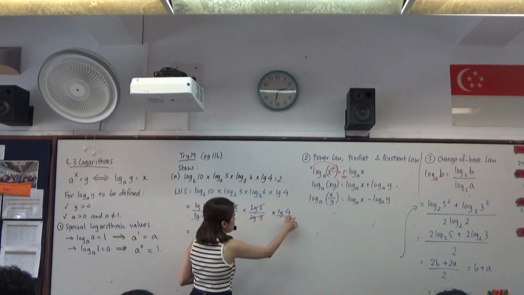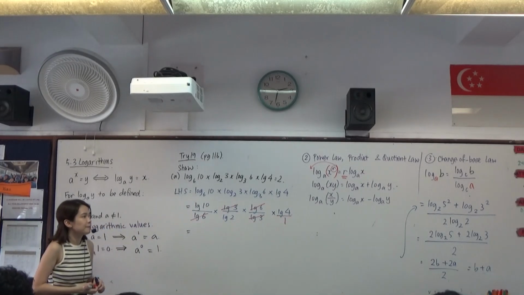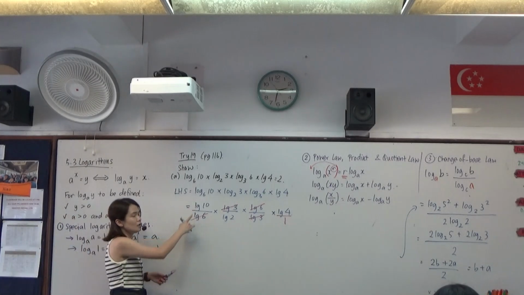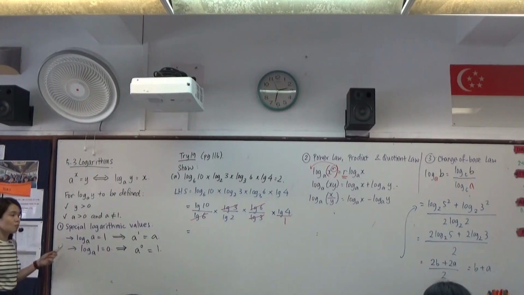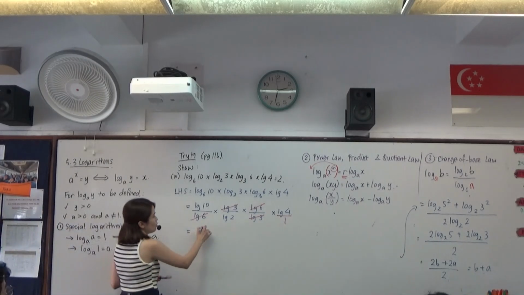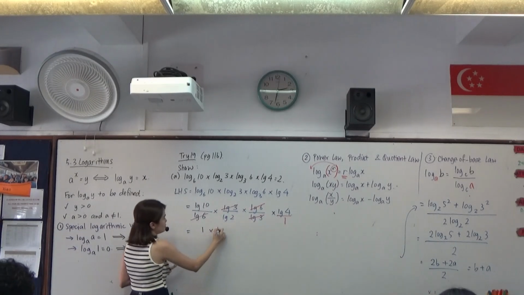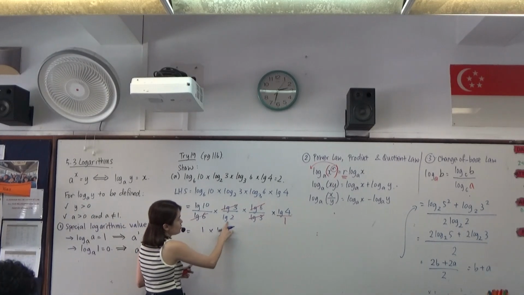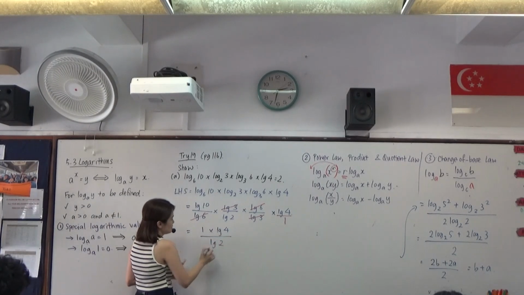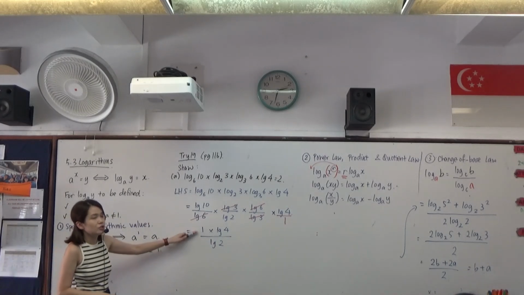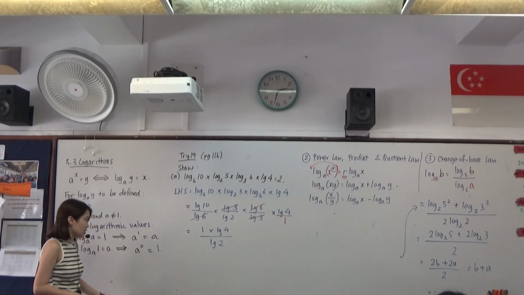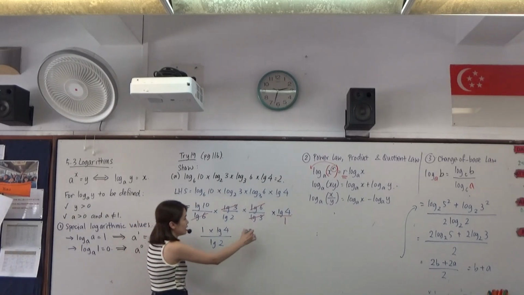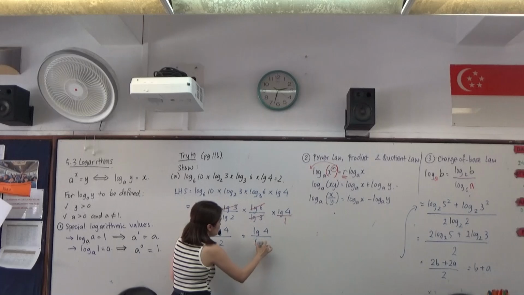Bear in mind, this log 4 is log 4 over 1. The denominator is 1, so that you can see everything in numerator and denominator very clearly. Log 10, what is log 10? 1. So 1 in the numerator times log 4. In other words, it is just log 4. The denominator only has the log 2. I'm just intentionally writing 1 in case some of you didn't catch that log 10 is 1. Otherwise, you can write log 4 divided by log 2.